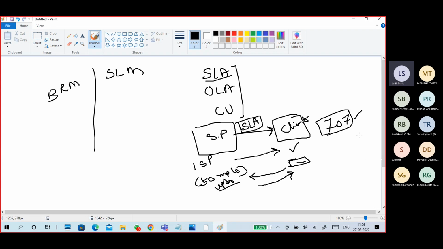Okay. I'm paying every month for this one. No extra cost, no extra data cost. Unlimited connection. So this is the service level agreement. What is service level management? Service level management makes sure the customer is getting the service or not.